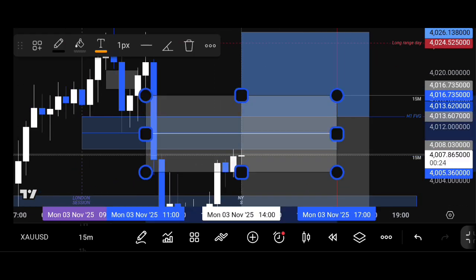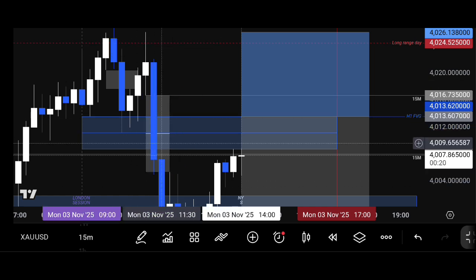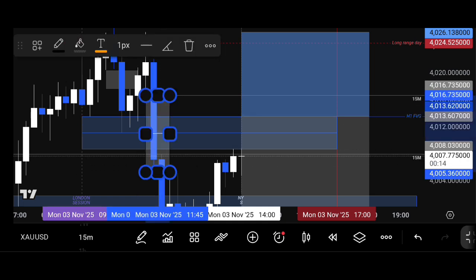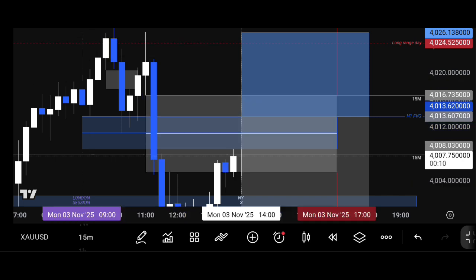And I don't want to see this inefficiency getting filled in. If it gets filled in, that to me is a no-no. That to me is something that I don't want to see. If I see that happening in price action, this is going to be a losing trade.